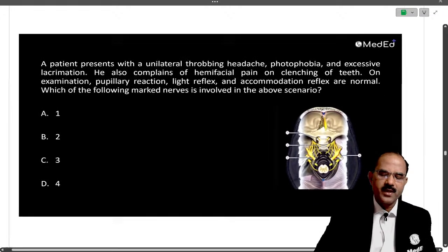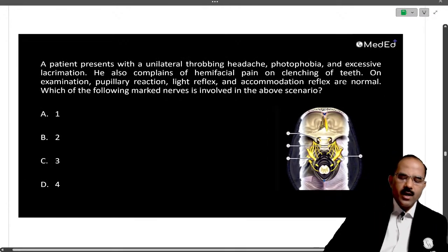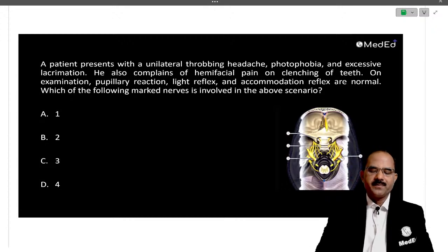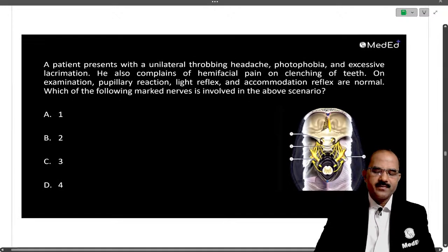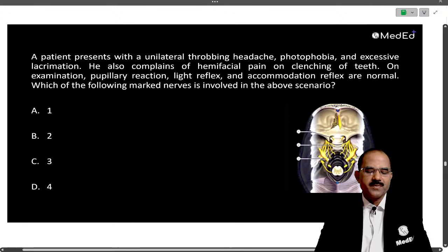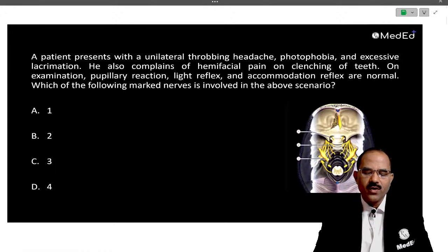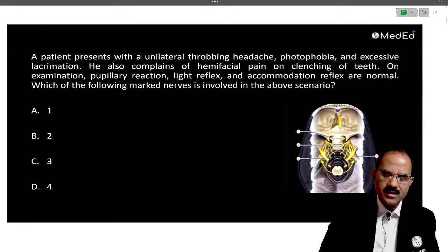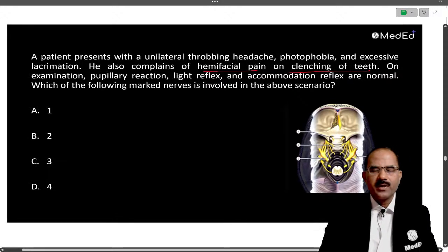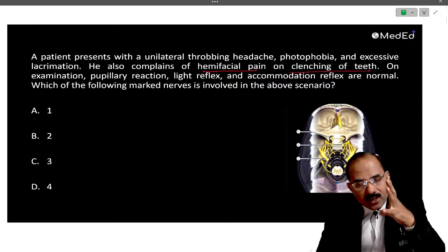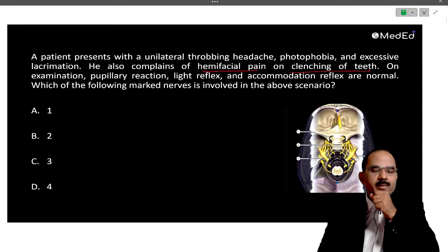Here we go. So, a patient presents with unilateral throbbing headache, photophobia, and excessive lacrimation. He also complains of hemifacial pain on clenching of teeth. What is this? When a person clenches his teeth, he gets a facial pain. So, what is this involvement of? Involvement of what?